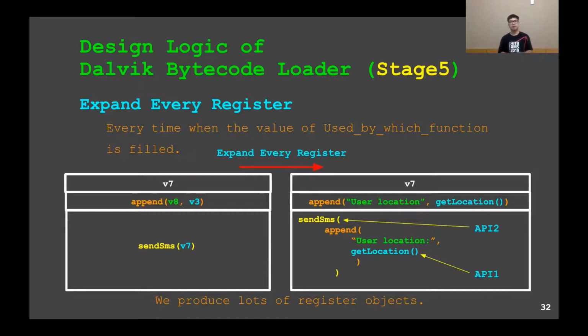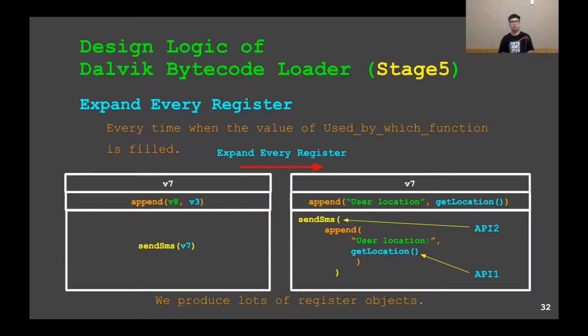And by the way, when filling in the value of used by which function in the register object, we expand every register by cross-referencing other register objects in the table. So, for example, by cross-referencing, we know that V8 is a string which is userLocation, and V3 is a function called getLocation. As you can see in the lower right corner, the result of getLocation is appended to the string, which is userLocation. And the new string is sent out by using function sendSNS.